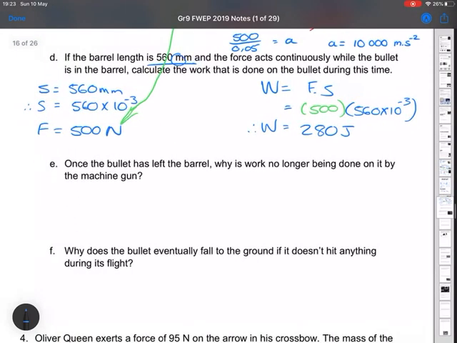Once the bullet has left the barrel, why is work no longer done on it by the machine gun? In order for work to be done, you have to be exerting a force. And once the bullet leaves the gun, there's nothing still pushing the bullet. The bullet is actually going to slow down due to air resistance. So because there's nothing still pushing on the bullet, there's no force on the bullet. And if there's no force, then there's no work.